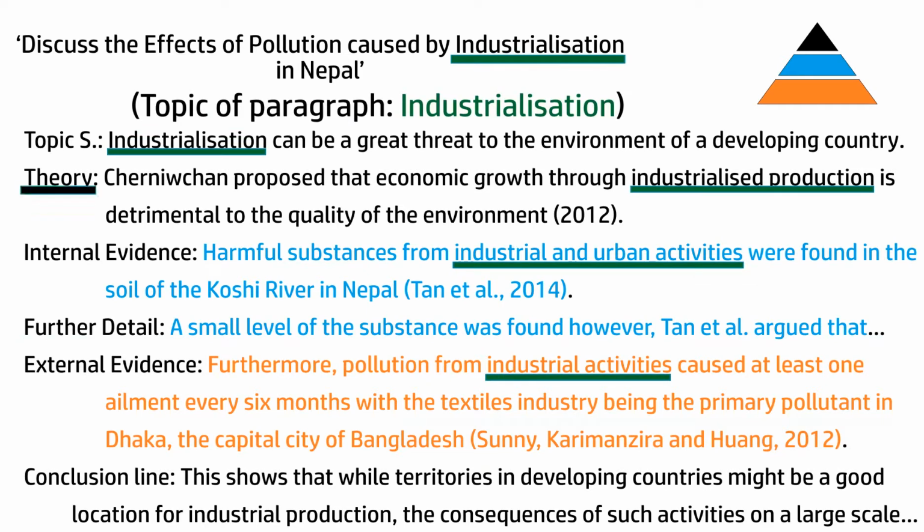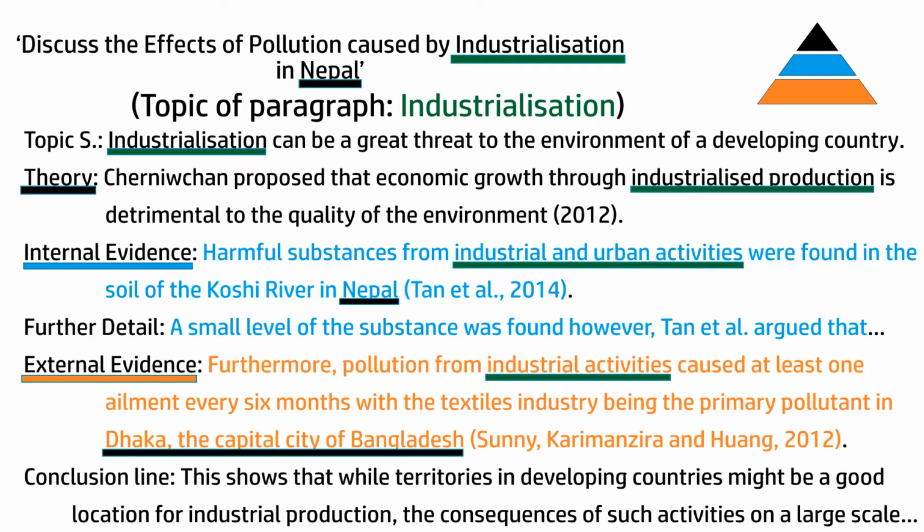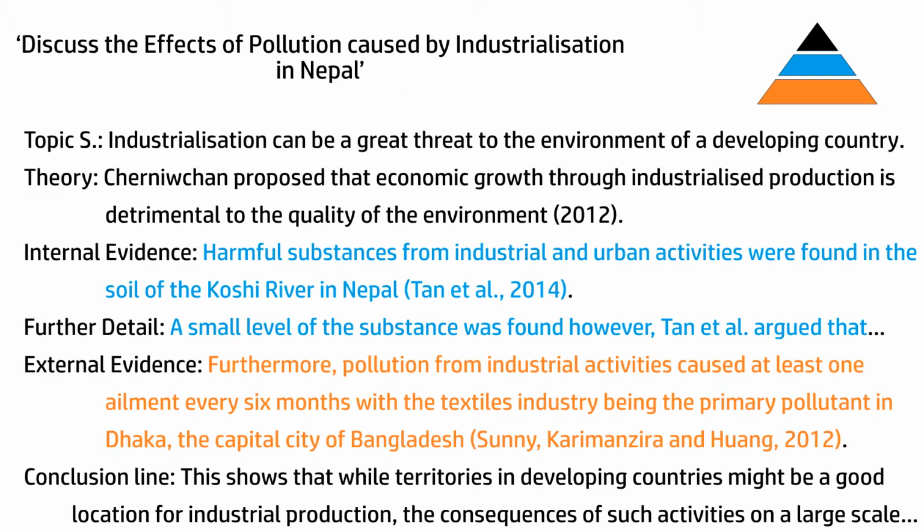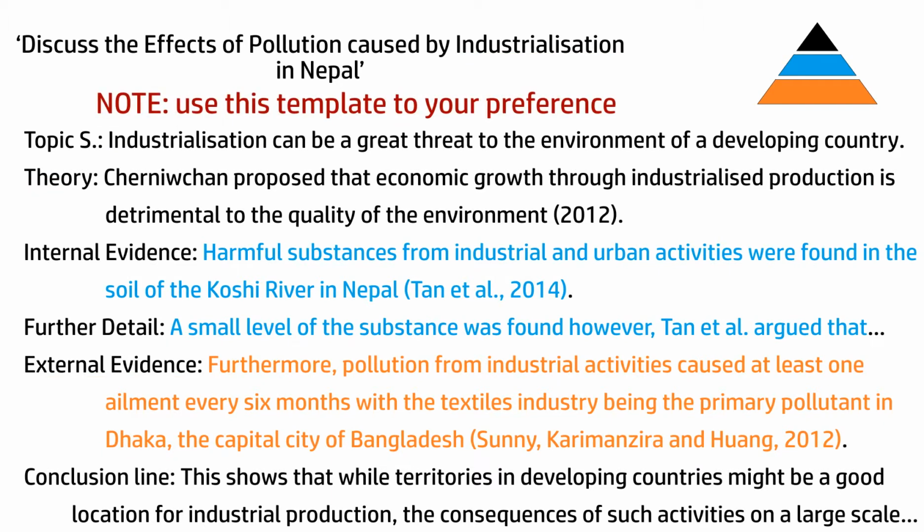The theory line gives an opinion of the effects of industrialization. The internal evidence gives an example of how the main subject of study is affected by industrialization. And finally, the external evidence is an example of how the topic explored is affecting another country to add more validity to the point of view expressed in this paragraph. These citations are all different from one another. However, what binds them together is the topic they explore. There are no hard and fast rules for crafting the best academic literature, so you might want to use this template differently if you must.